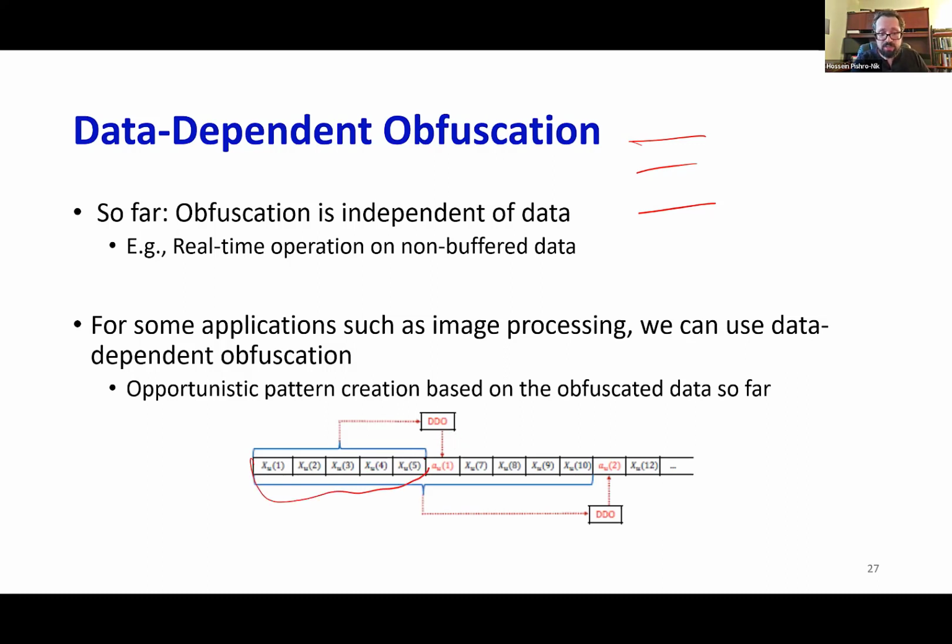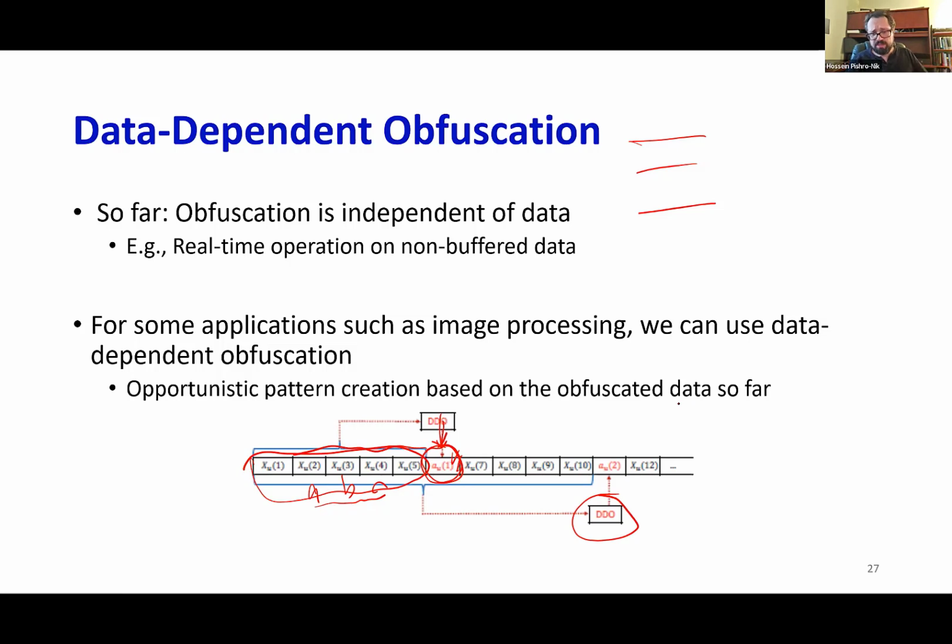How? For example, if this is my data, when I'm obfuscating, I can look at the data and use this value in a more efficient way to maximize the number of patterns. For example, if a particular pattern has already appeared in the sequence, I don't need to recreate it. So in some sense, I can count the patterns and try to optimally obfuscate. Of course, you have to be careful because you want an efficient way. It turns out you can do these pattern countings efficiently, and you can obtain a better privacy guarantee if you are allowed to use the data, data-dependent obfuscation.